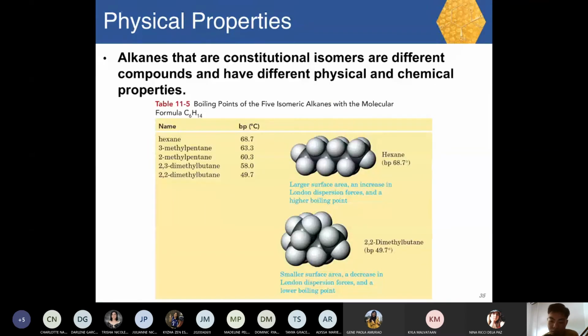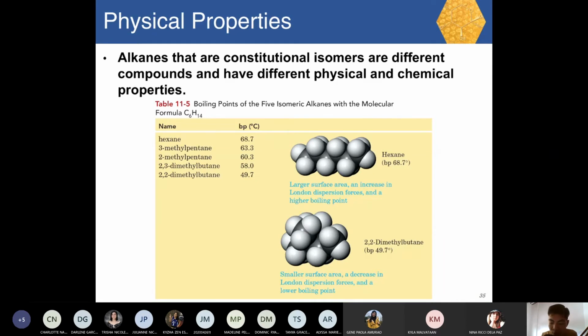Another way, no, to check yung kanilang boiling point, or melting point ng ating alkanes is because of their isomerism, no. So alkanes that are constitutional isomers, ano meaning niyan? Alkanes that are constitutional isomers are different compounds and have different physical and chemical properties. No? So despite them having the same formula, because they are isomers, they will have different chemical and physical properties. No? Kaya magkaibang compound yon kahit same formula yon.